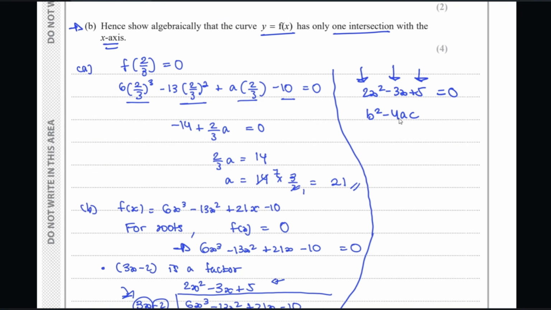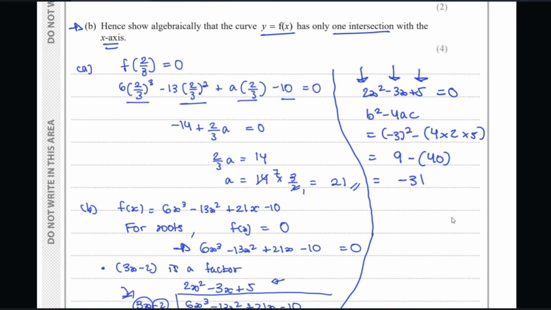So let's check. What is b squared minus 4ac equal to? So b squared minus 4ac is equal to, so b is minus 3 the whole squared minus 4 times a is equal to 2 times c is equal to 5. Okay, solve this. So minus 3 squared is 9 minus 4 times 2 is 8. 8 times 5 is 40. So we are getting a negative answer, negative 31.